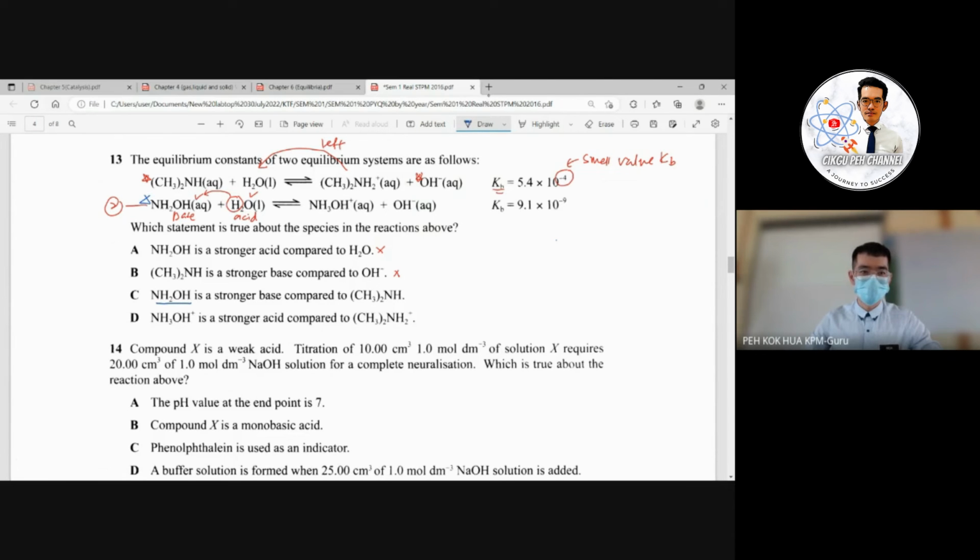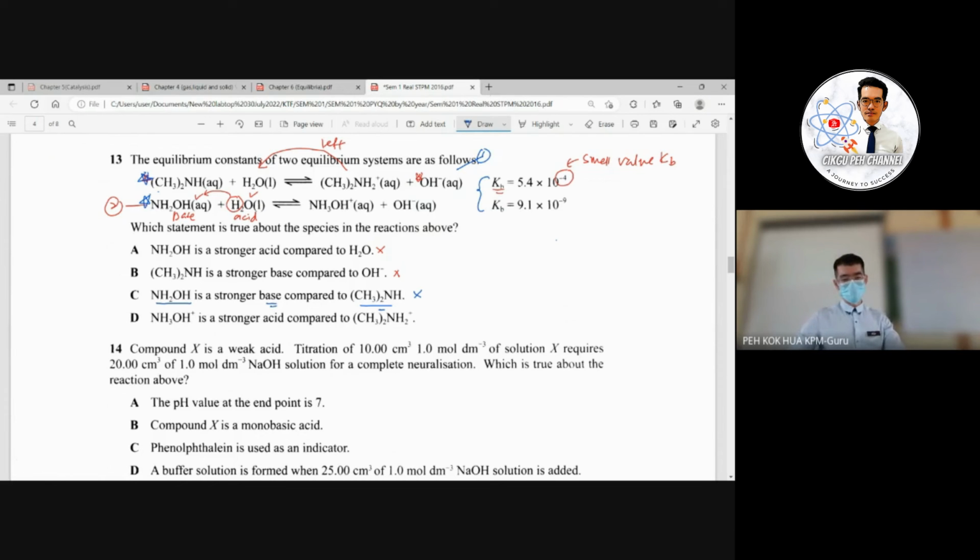NH2OH will be here, and (CH3)2NH will be here. So we compare both of these to see which will be a stronger base. From the Kb here, you can see that the first equation has a higher Kb value compared to the second one. That means the reaction for number 1 will occur more easily. So (CH3)2NH will be stronger compared to the bottom one. So this statement is also wrong.